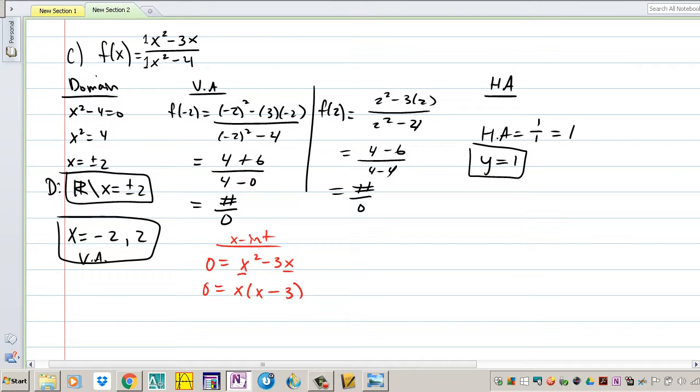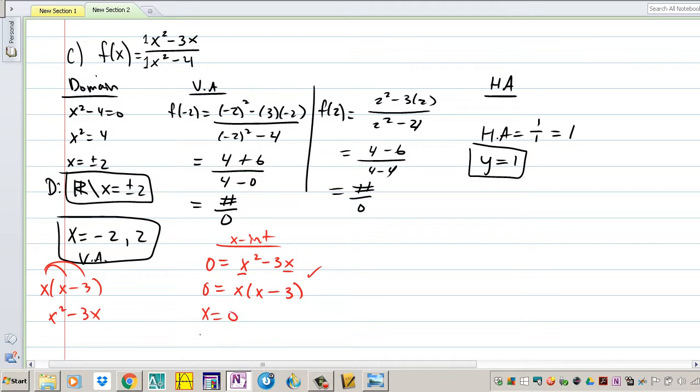And if you want to make sure you factored right, you can go to the side and check if I did it correctly. X times x, x squared. X times negative 3, negative 3x. Okay, good. So far I did this right. And then you're going to separate and solve.